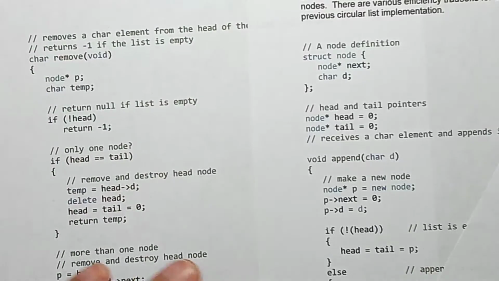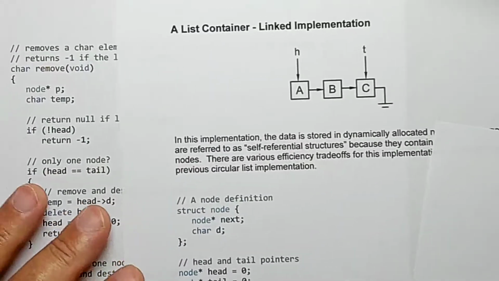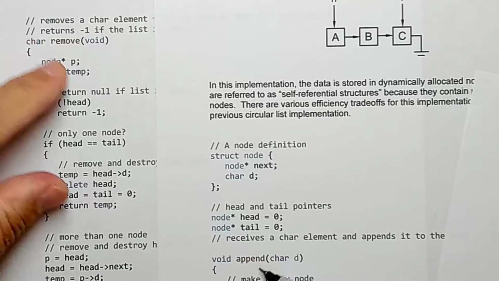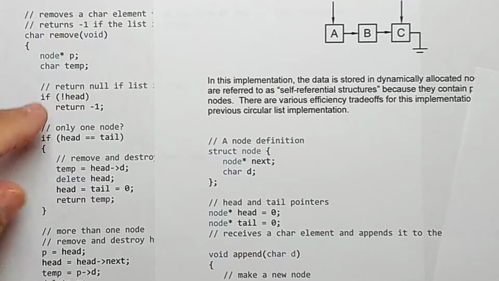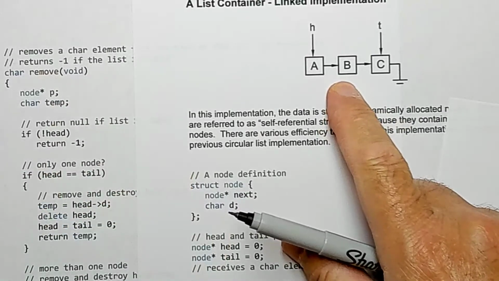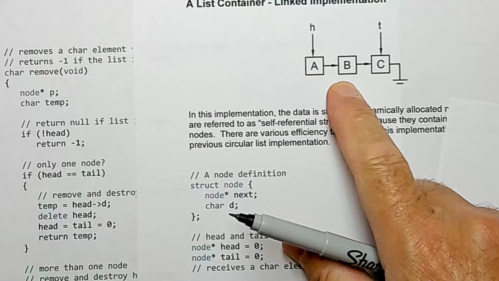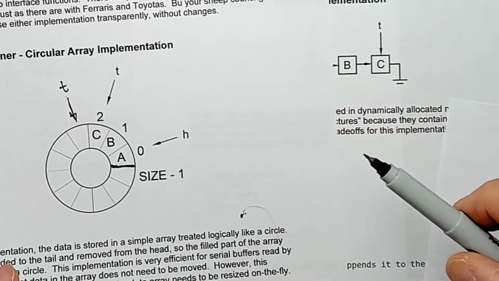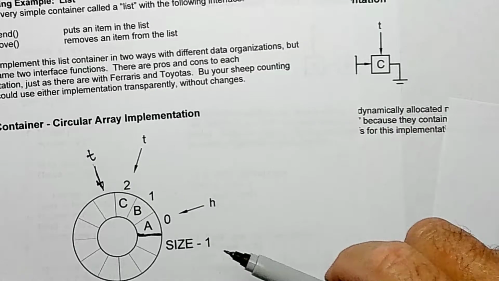Okay, so a high-level program that was counting sheep would just be calling append and remove as necessary, and it wouldn't care about what's happening in here. It could use this linked implementation, or it could use the previous circular array implementation over here. All right, that's the basic idea of a container.